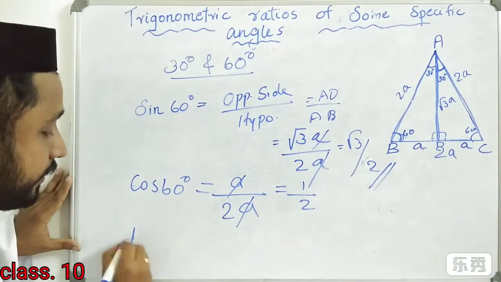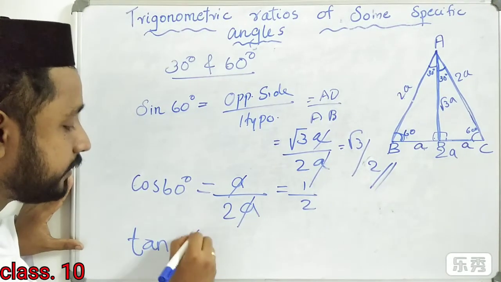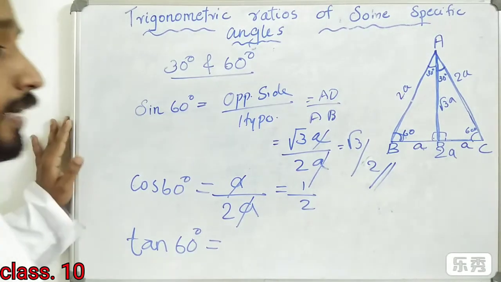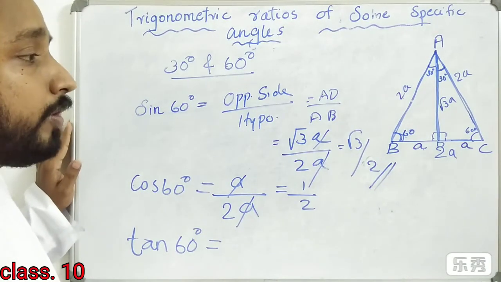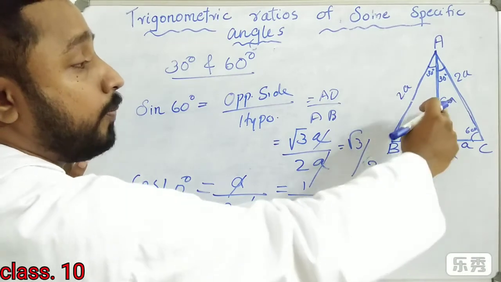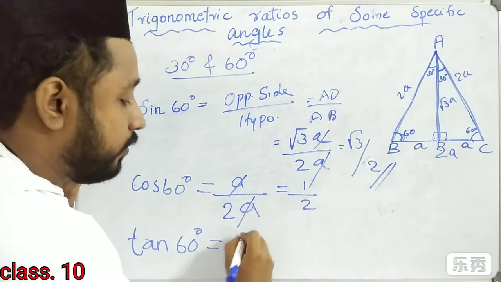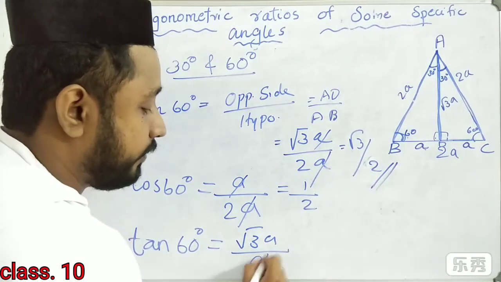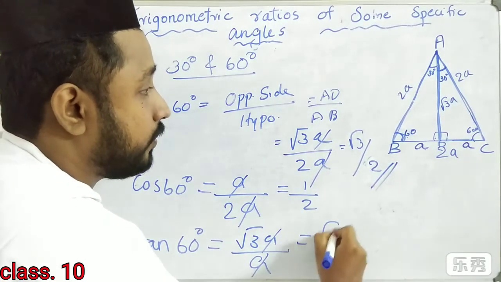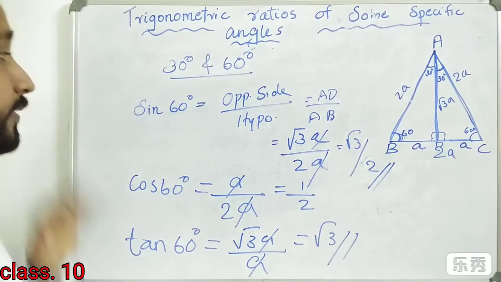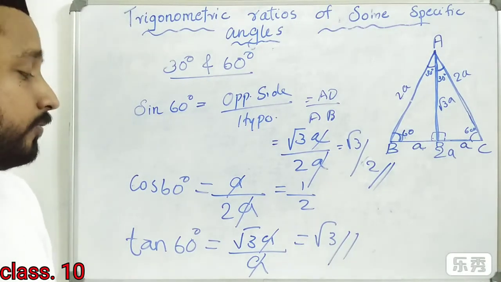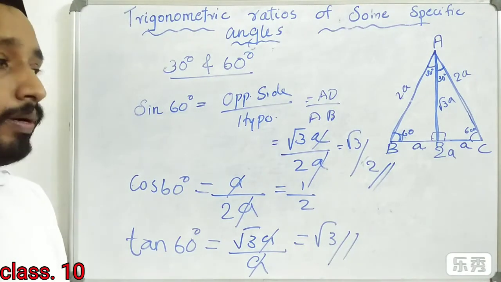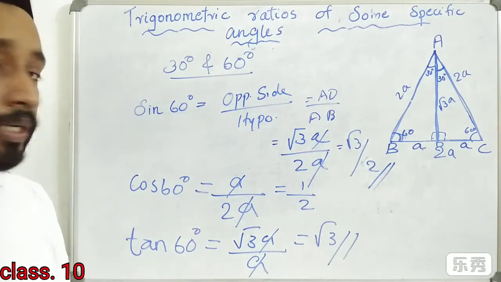Now tan 60 degree. Tan 60 degree is equal to opposite side by adjacent side. Therefore root 3A by adjacent side A. So we can cut A and A. Answer is root 3. So we got sin 60 degrees root 3 by 2, cos 60 degree is equal to 1 by 2 and tan 60 is equal to root 3.